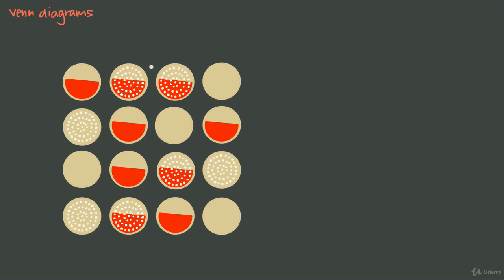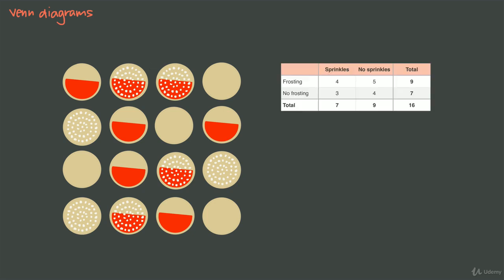What we want to do is organize this data, organize our cookies into a two-way table, of course. So here's what that would look like. We would set up a two-way table where we say down one side, either frosting or no frosting. Did we apply frosting or did we not apply frosting? And then across the top, sprinkles or no sprinkles. So we want to say the ones we put sprinkles on, the ones we didn't put sprinkles on. This then gives us all combinations.